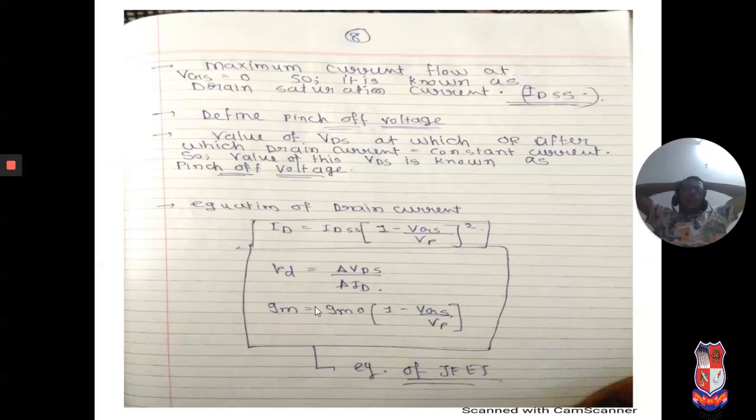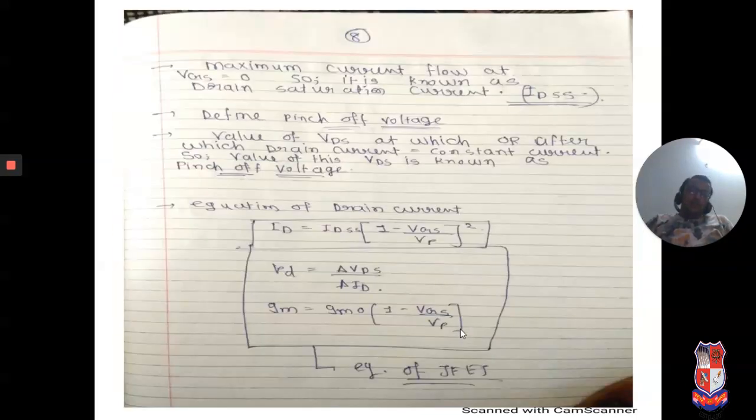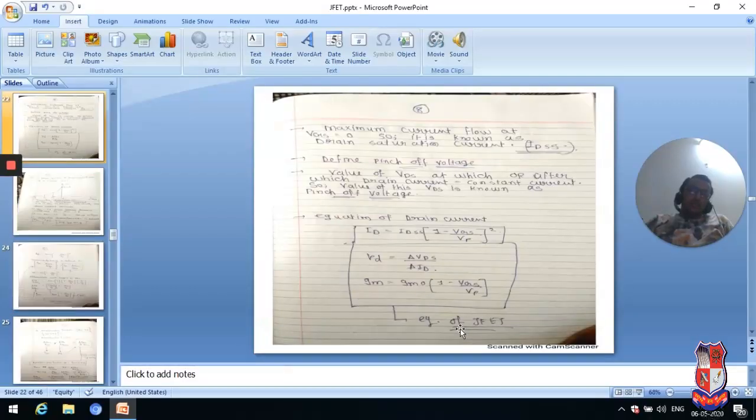Now, the equation of drain current: ID equal to IDSS times (1 minus VGS upon VP) all squared. RD equal to delta VDS upon delta ID is the formula for the output resistance, based on voltage divided by current. And the last formula, GM equal to GM0 times (1 minus VGS upon VP). This formula will be derived in the next lecture. So it is the entire concept related to JFET. Please try to understand this very carefully.